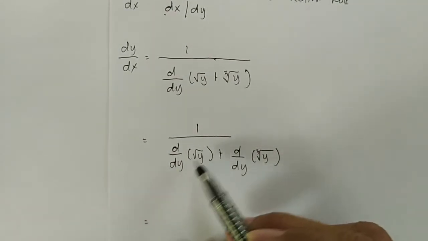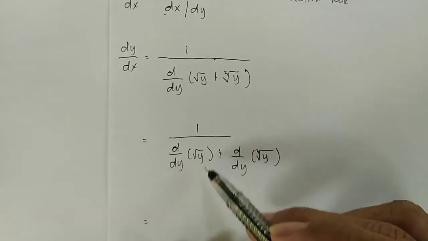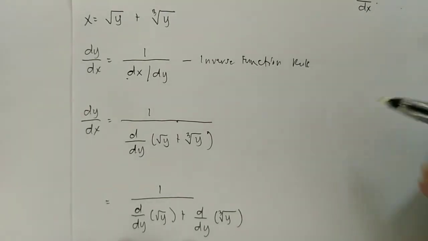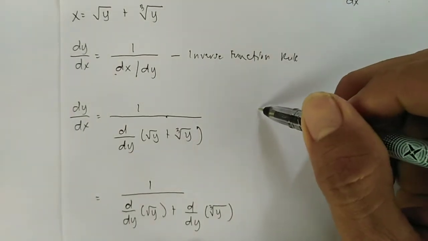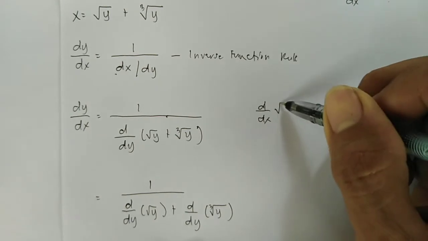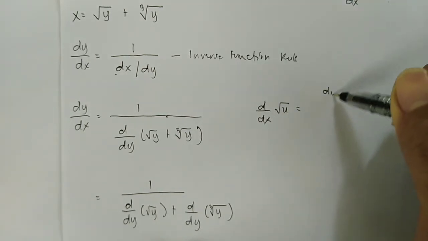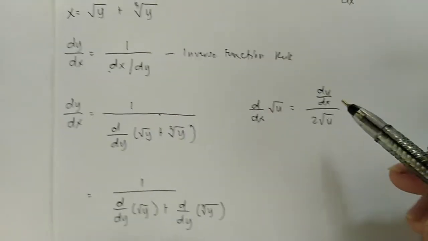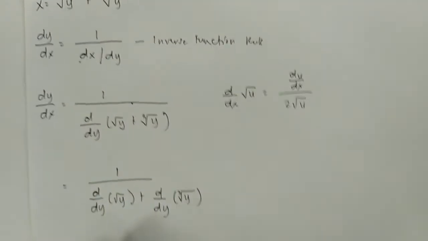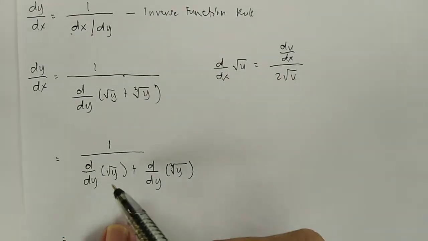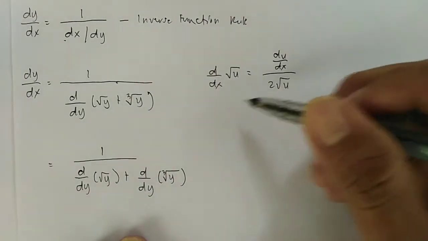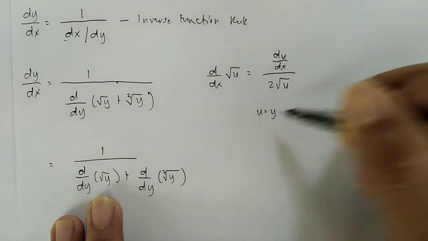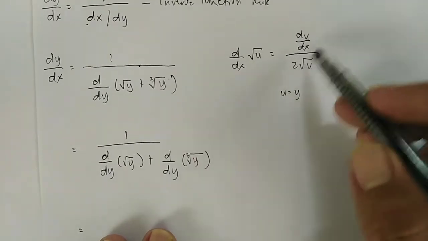Para kunin ang derivative ng expression na square root of y at saka cube root of y, kailangan natin gumamit ng power rule. Ang power rule ay nakasaad doon na derivative of any function defined by function u will be du over dx all over 2 square root of u. So, follow lang natin ang format na to para makuha natin yung derivative ng expression na may square root. Yung function natin ay square root of y, so papalitan lang natin yung u to y.